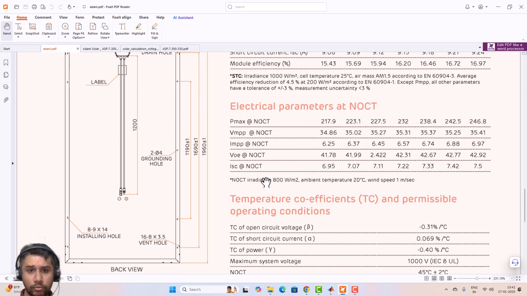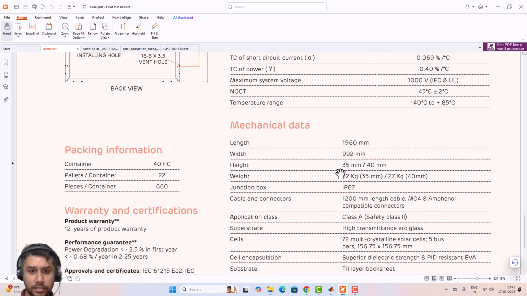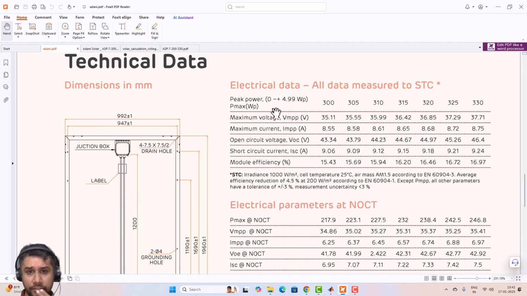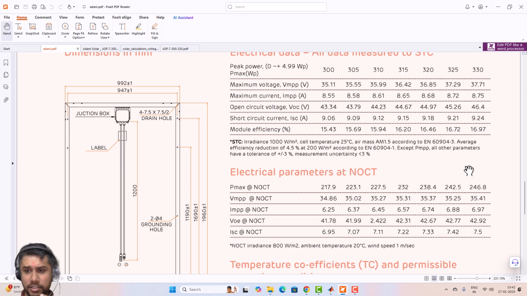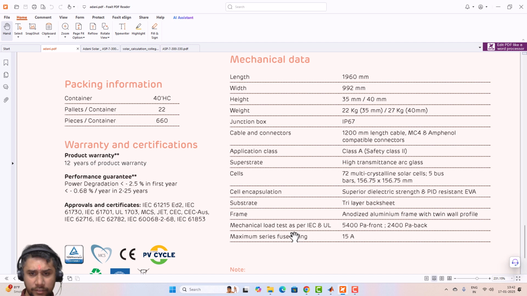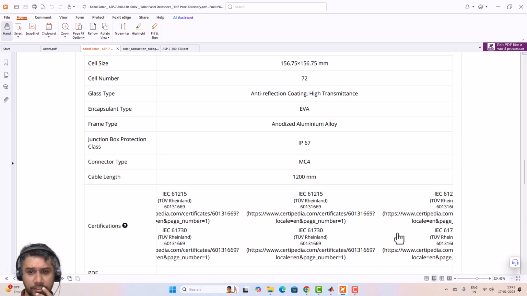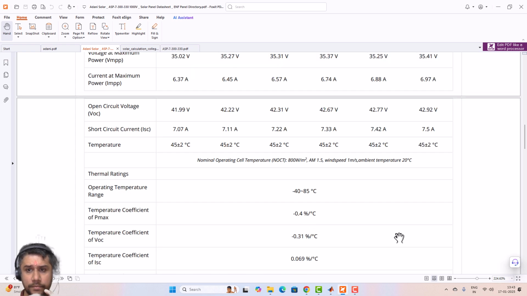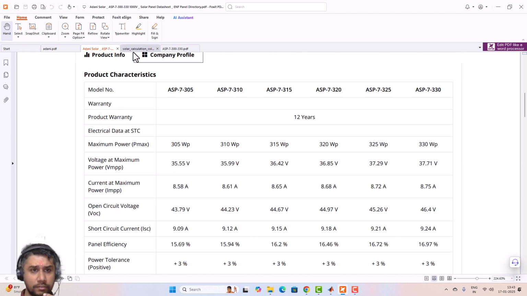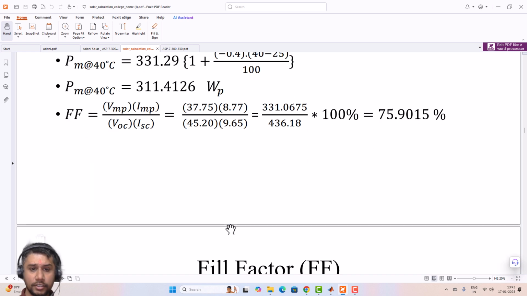If you want to find out the value of fill factor, is it mentioned here or not? Here it is not mentioned. Module efficiency is mentioned but fill factor is not mentioned. If not mentioned, we can calculate the same. Let me check once whether fill factor details are available or not. No, it is not available, but you can utilize this formula for the calculation of the fill factor.